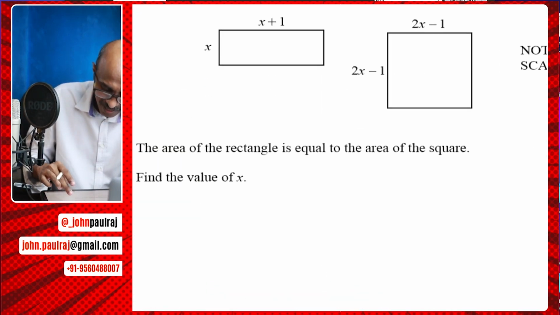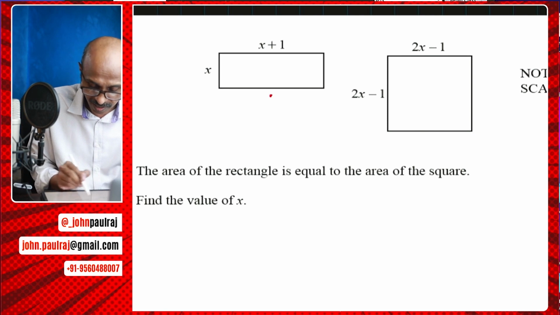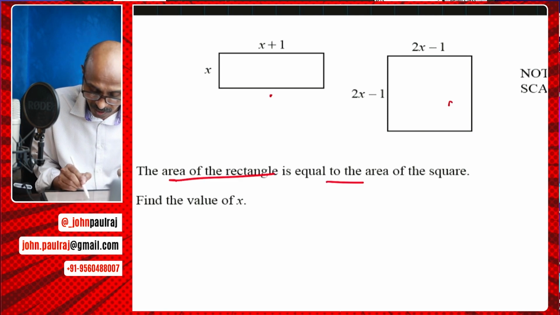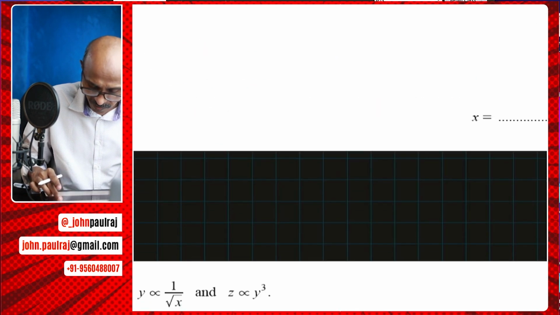You have already seen that. Look at this, again, forming equations. There's a rectangle. Again, it looks like geometry, right? There's a rectangle, there's a square. It says the area of the rectangle is equal to the area of the square. Forming equations, okay? You'll get something like a quadratic, I believe, and then you have to solve that.